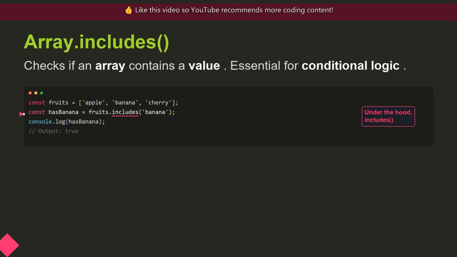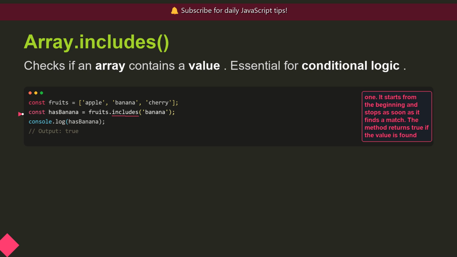Under the hood, includes performs a linear search through the array, checking each element one by one. It starts from the beginning and stops as soon as it finds a match. The method returns true if the value is found and false otherwise. It's case-sensitive and works with primitive values like strings and numbers.